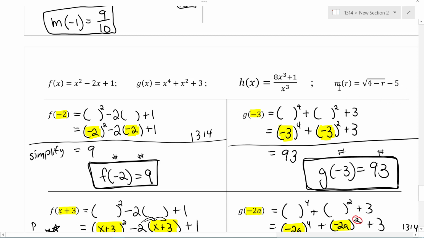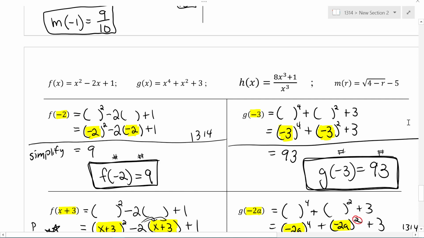So our equation, m of r is equal to the square root of 4 minus r. And so that part is the only part that's underneath the square root. And then outside of the square root, this part is not underneath that bar. The bar stops there. We're going to say subtract 5.